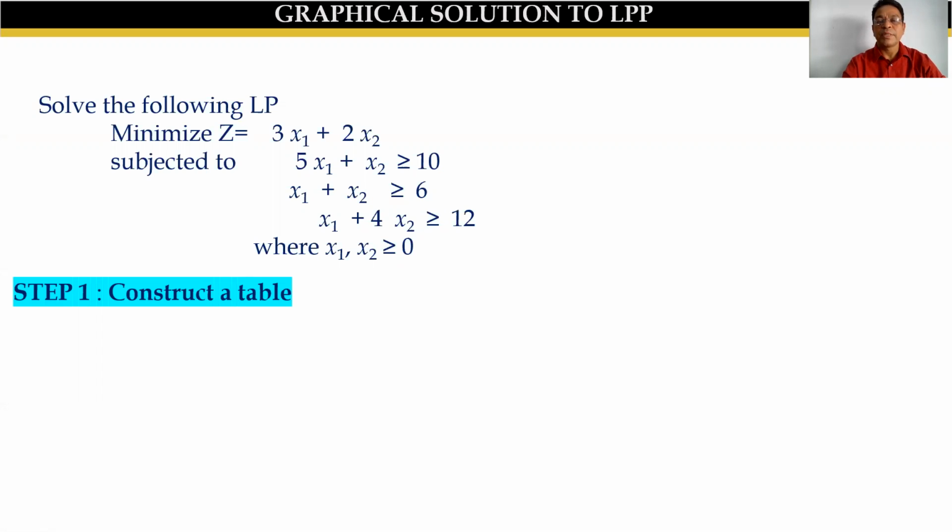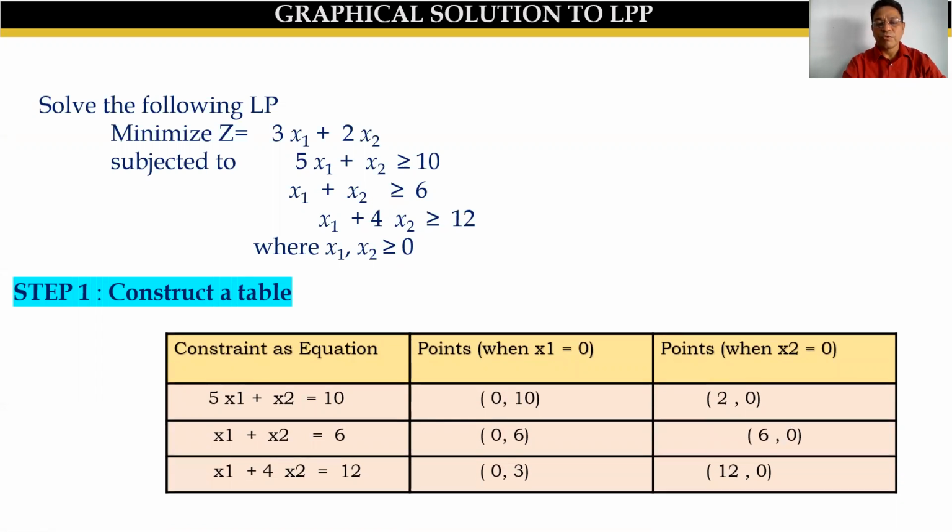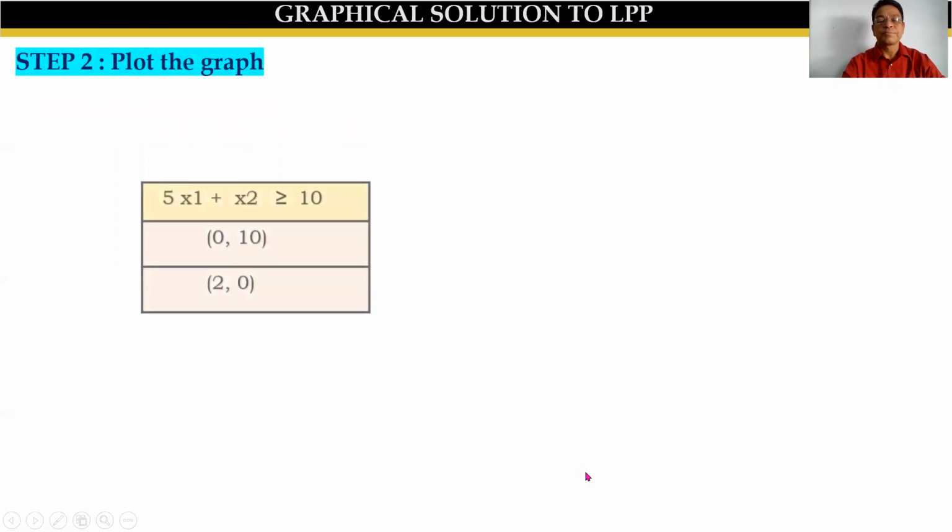It means that the region will be away from the origin. So we construct the table and we get, for the first line, these 2 points, for the second constraint we get these 2 points, and for the third constraint we get these 2 points. So we'll plot this constraint.